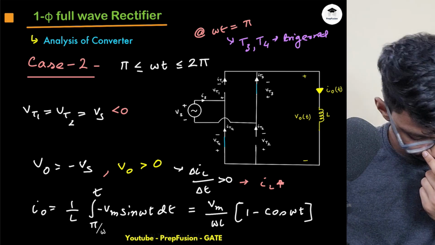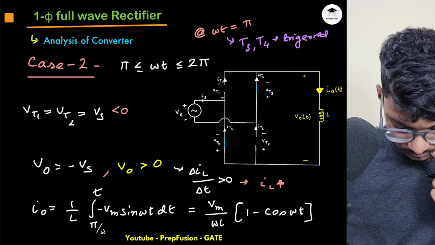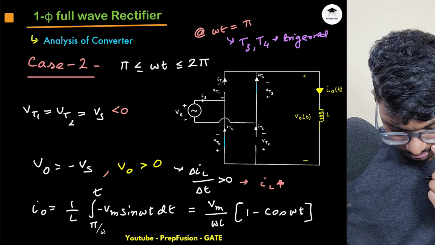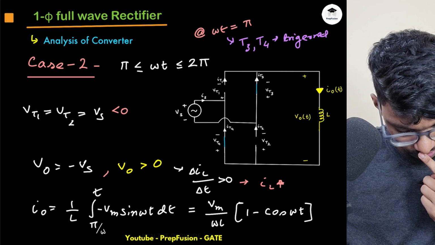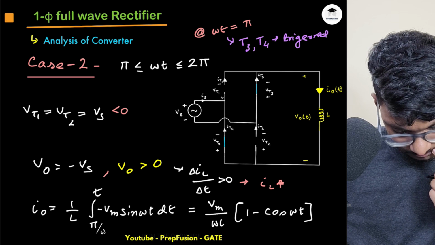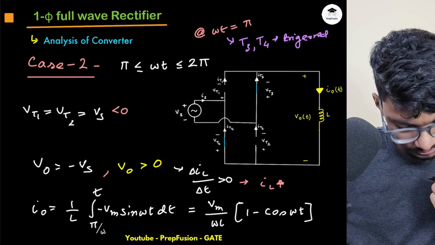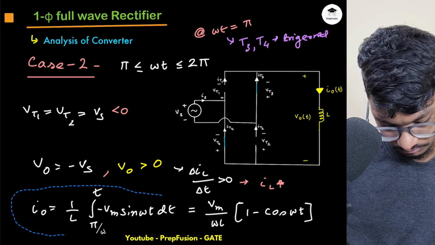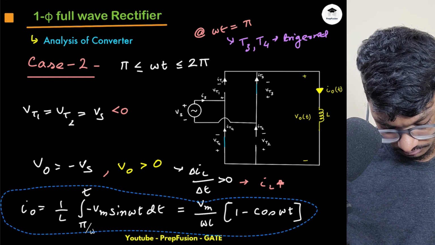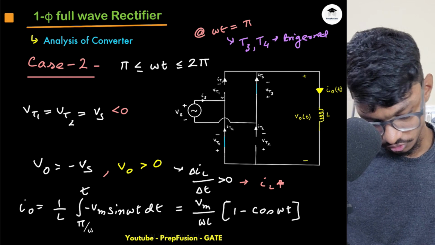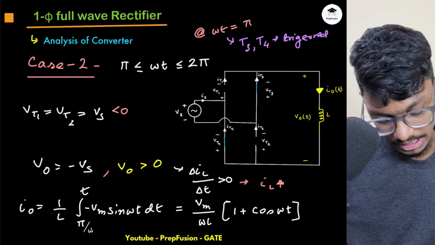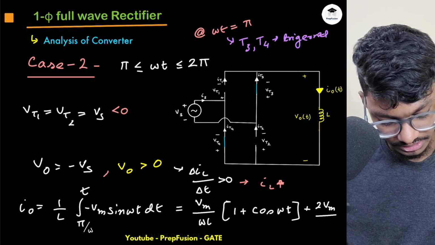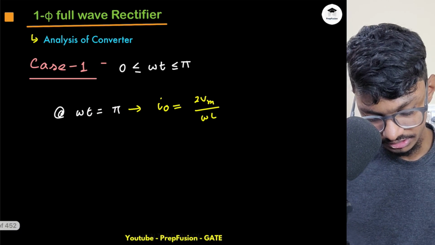Okay, am I doing something wrong here? At omega t equals pi, this is minus 1. At 2 pi, this will be plus 1, and this will go to 0, so it is not actually reducing. My fault. I made a mistake here: this should be plus omega t, and then I have to add the initial condition as well. What is the initial condition? The initial condition is 2 Vm upon omega L.